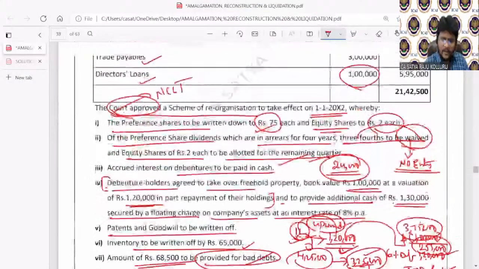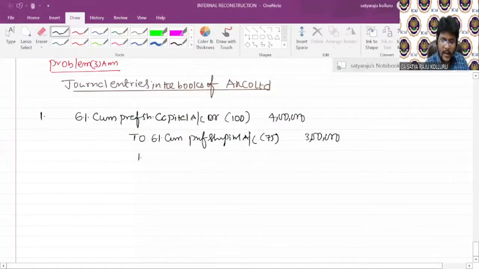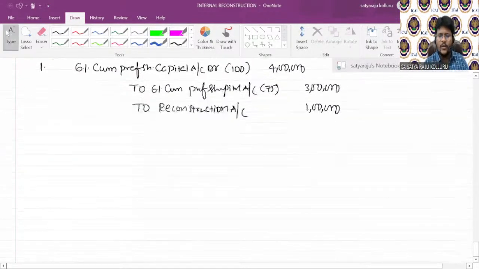Tell me, guys. Preference shares to be written down to 75 rupees, not written down by, which is written down to. So now the remaining amount is profit. You can transfer it to reconstruction account. So to reconstruction account, the difference is how much? Which is 1 lakh. You can give the narration in the examination, but I don't want to provide narration. Being 6% cumulative preference shares are reduced to 75 rupees each, and we recognize the difference as profit under reconstruction.